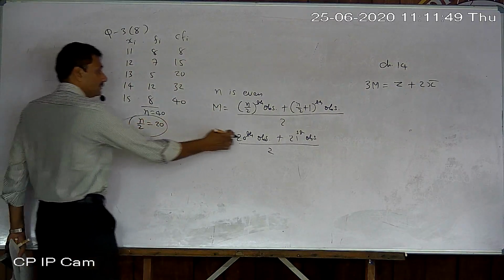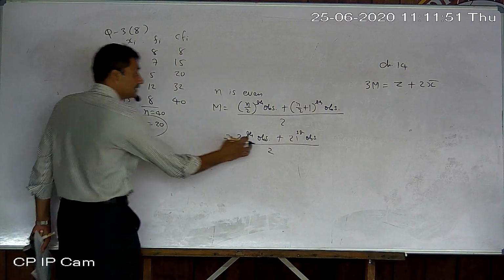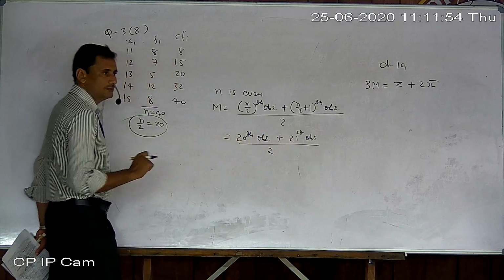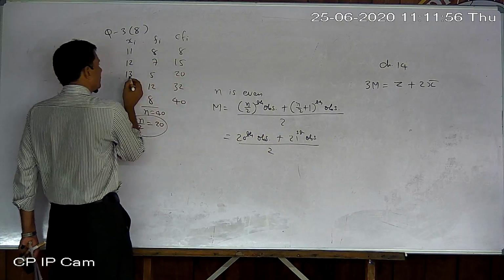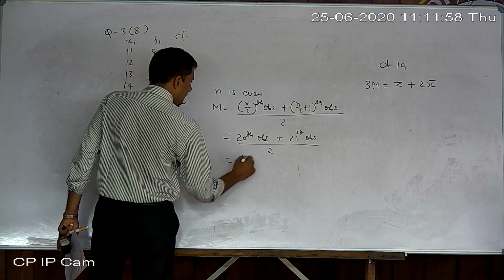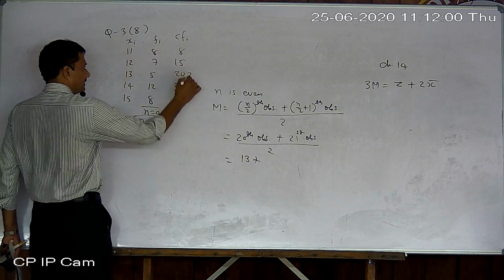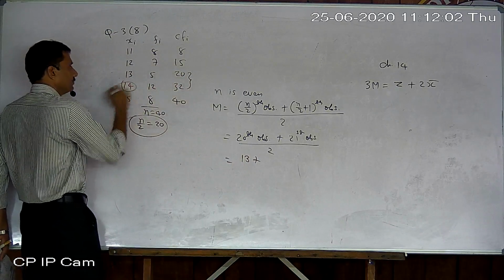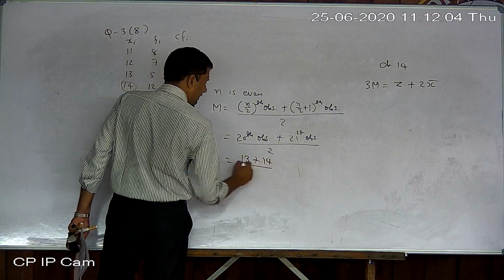But the 20th observation is not 20. This is a position number, just like your roll number. So what is the 20th observation? It is 13. And the 21st observation is between these two numbers, so it is 14. So 13 plus 14 divided by 2.